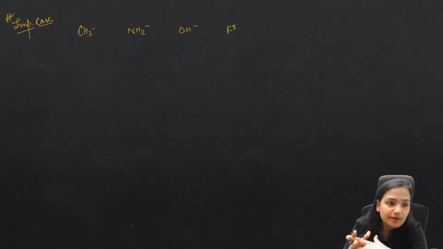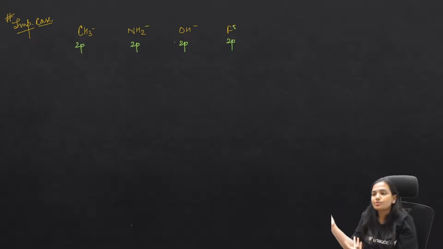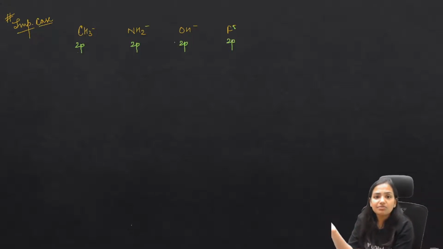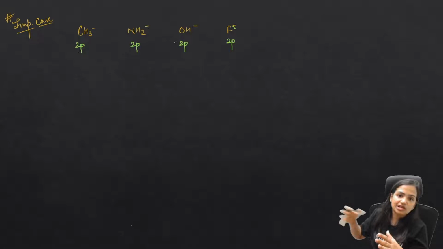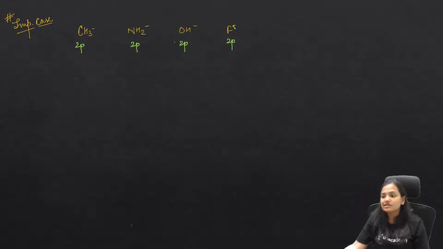Now guys, you know what? These are all 2p orbitals. They all are 2p. So if you look for the polarizability, the number of shells is the same ultimately. There is no matter of size. There is no variation because the number of shells is only the second shell. It is not that they have many shells so that the size increases and the electron becomes loosely held. So there is no such case.